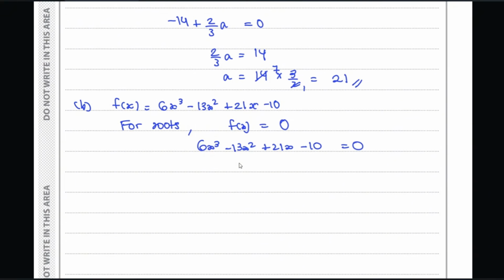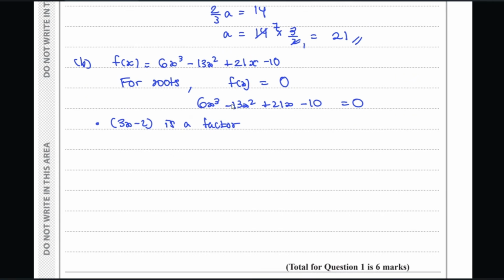3x minus 2 is a factor. So if we divide this cubic function with this factor, we'll get a quadratic, and then we can solve further from there. So let's divide the cubic function with this factor. 3x minus 2 divides 6x cubed minus 13x squared plus 21x minus 10.